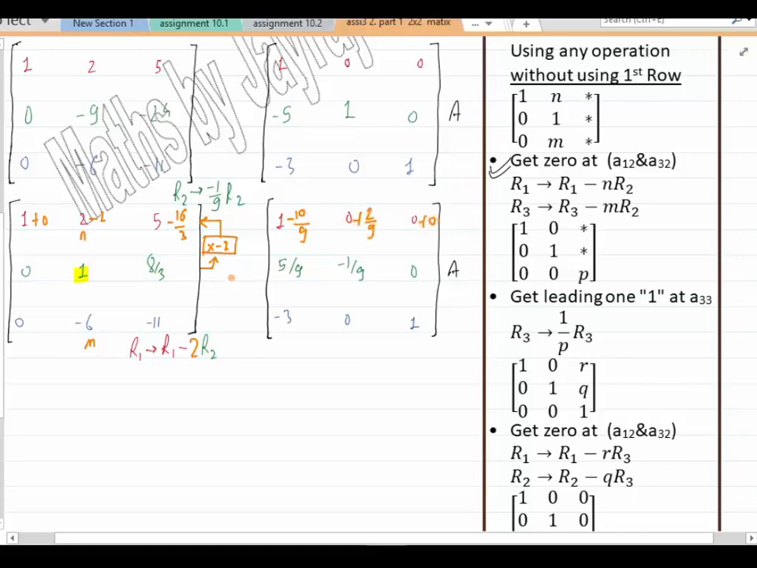Okay, now it's time for the second process, in which we have to do R3 gives R3 minus M, which is your minus 6. So it will be plus 6 R2.